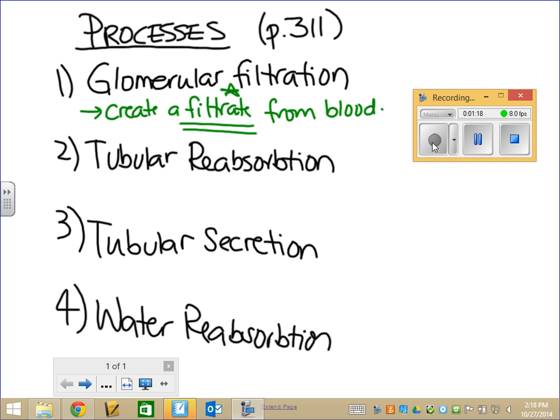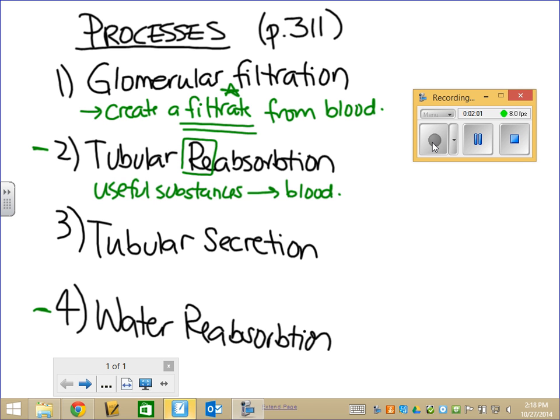Now, as this filtrate moves through your nephron, three other things happen. Thing 2 and thing 4 are really similar. We're reabsorbing things, but we're going to talk about them separately because they're actually two separate steps that have to happen. Tubular reabsorption, and re indicates that we're taking it back. Tubular reabsorption is where useful substances go back to the blood. So we'll see that your body is not going to give up glucose unless it absolutely has to.